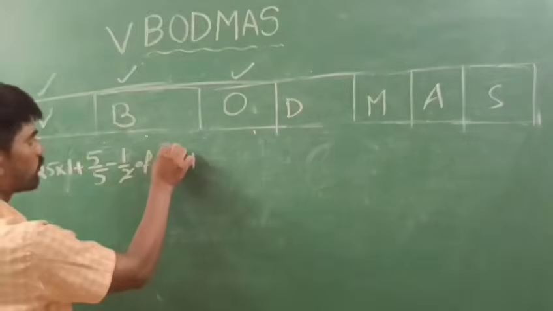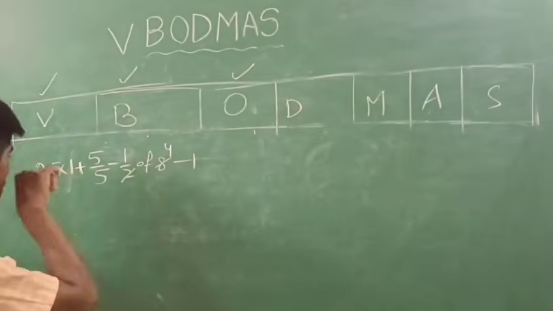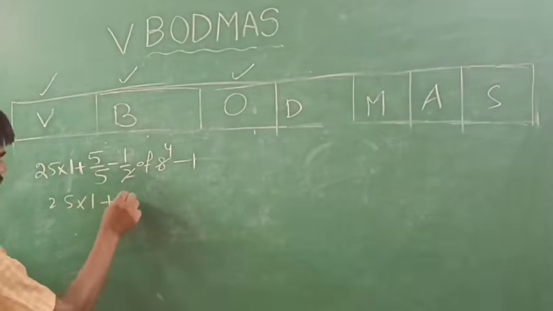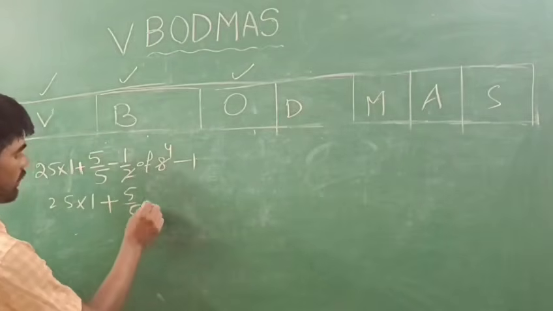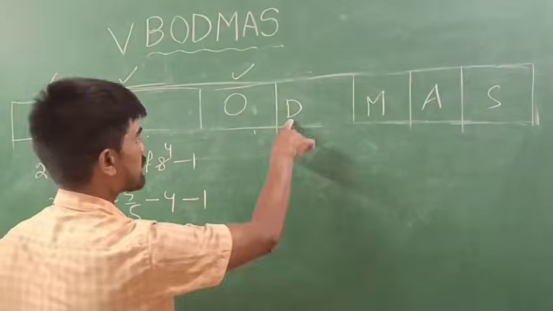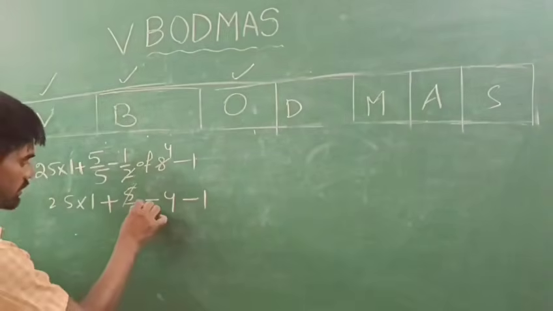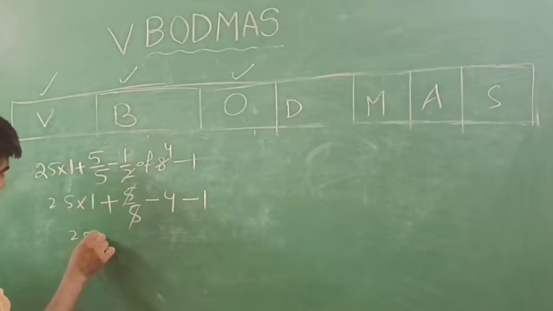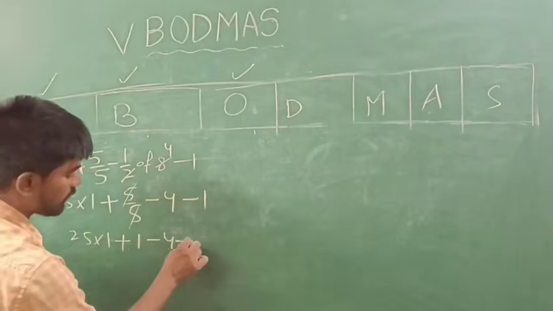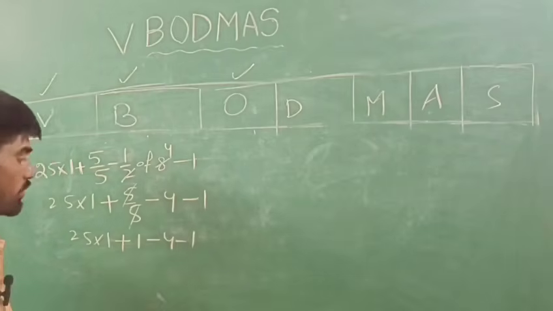2 ones are 2, 2 fours are 8. Here 25 into 1 plus 5 divided by 5 minus 8 minus 1. Next is division. 5 ones are 5, so 5 divided by 5 is 1 only. The rest of the terms I keep the same, minus 8 minus 1.